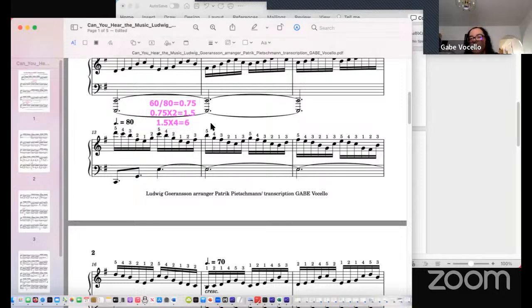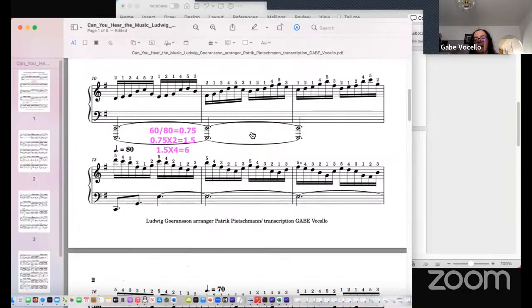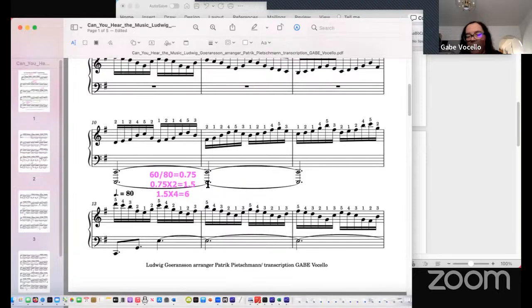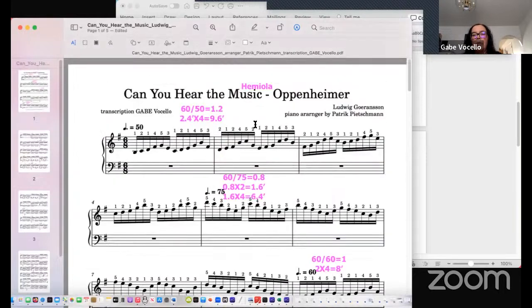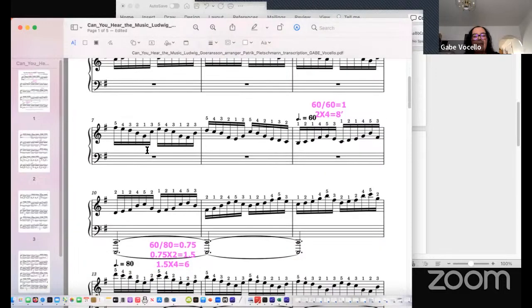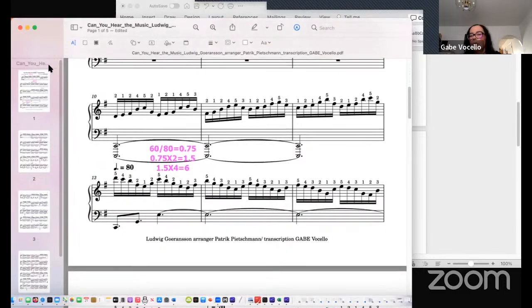Why do you need to know that? Because when you play, it's not the even note. This is beautiful music from the movie Oppenheimer. The composer is Ludwig Göransson. The piano arrangement is by Patrick Pitchman, yes. And my transcriptions show oboe and cello. So that's the reason we do those calculations, so you know what you play and how to play.